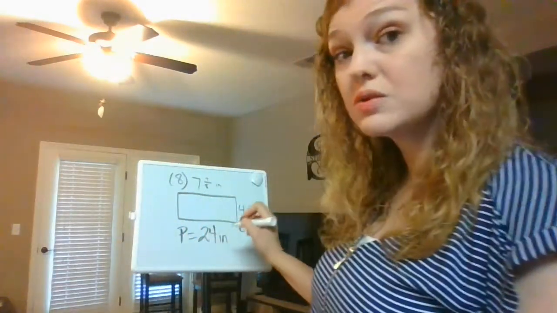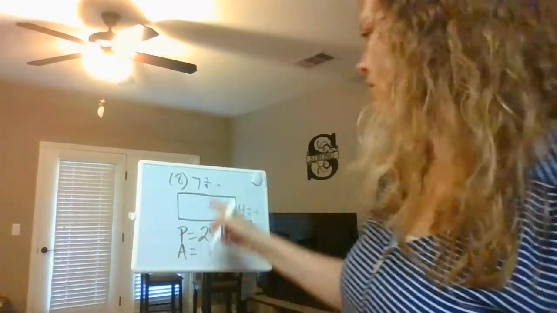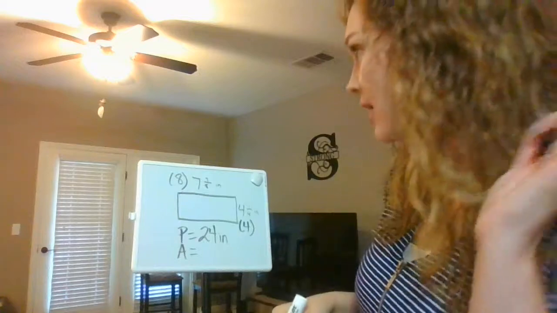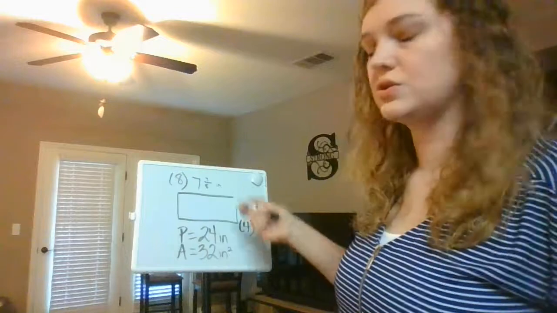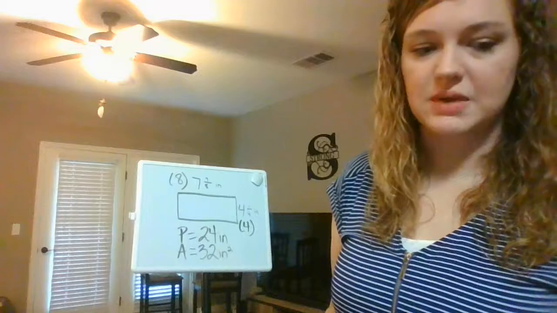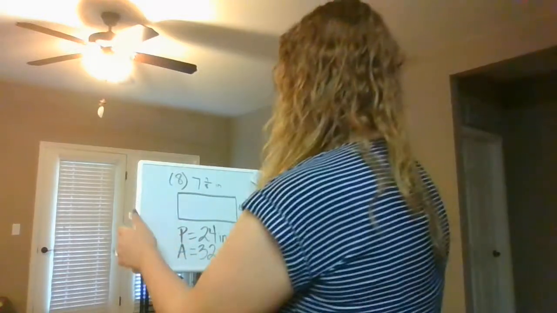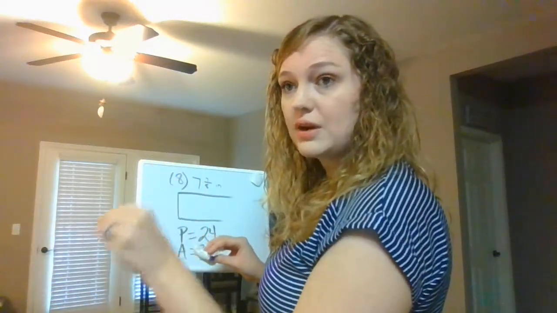Don't forget to be labeling those perimeters, guys. And then area, 8 times 4 is 32. And since it's area, it has to be inches squared. So that's how we would do estimating for perimeter and area when we have fractions, if it says to estimate. So just remember, if the fraction is less than half, you round down to that whole number, or if it's greater than half, you round up to the next whole number.